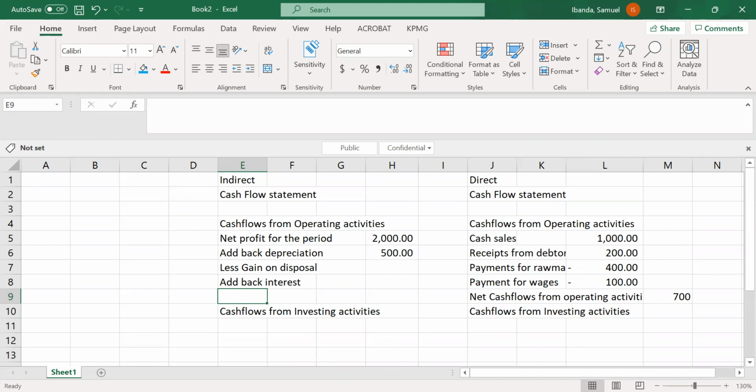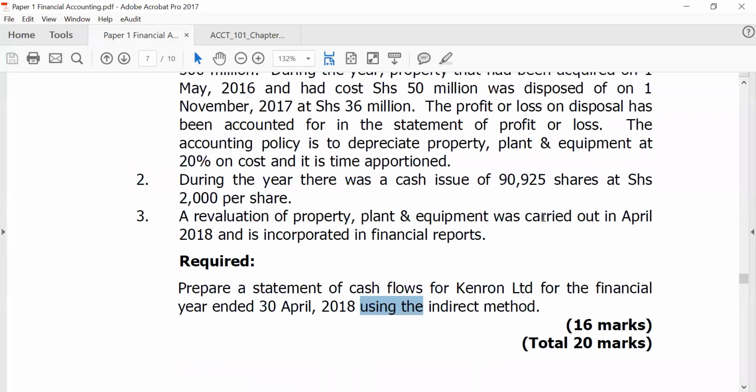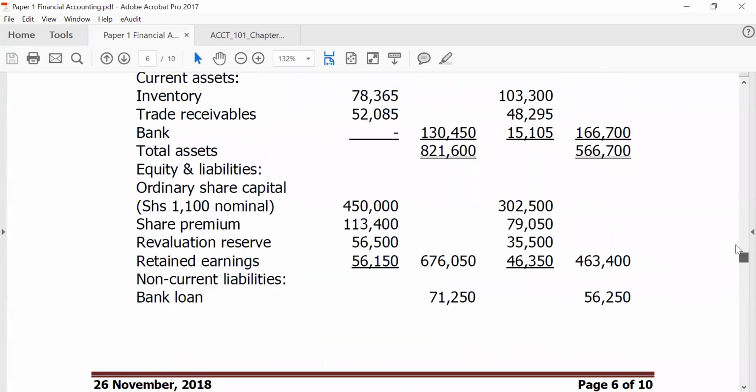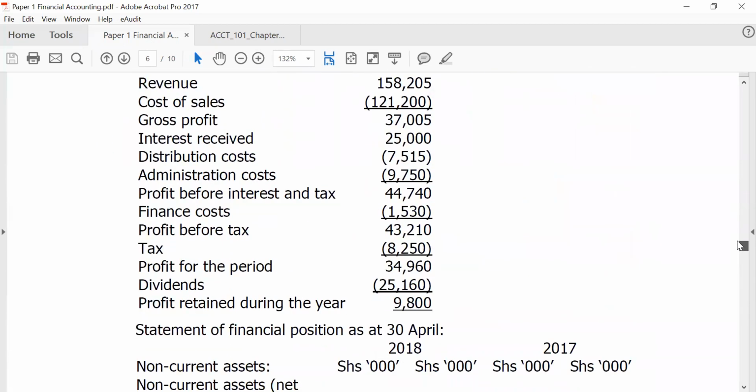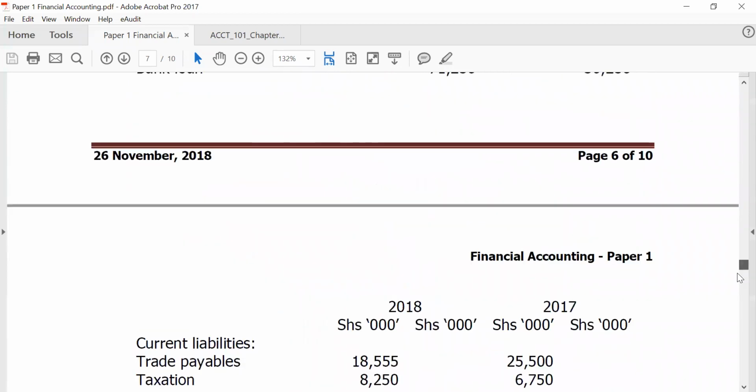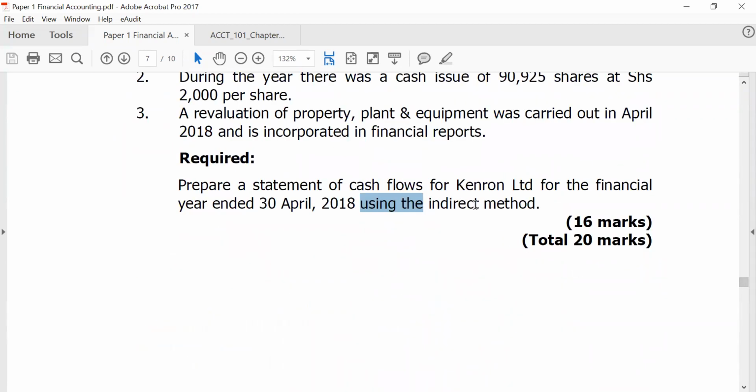So we are going to understand that more when we look at an example, which is, I think, 2017. Yes, 2017. This is 2018. So there's a question in 2018 that is going to give us an insight on how to do this, because this one is asking us to use the indirect method.